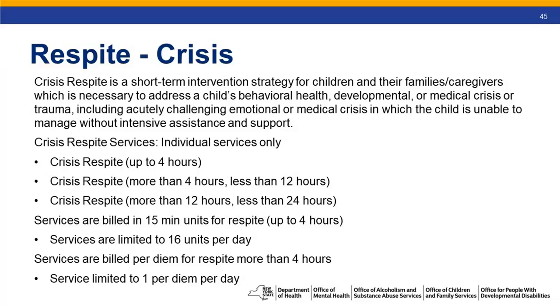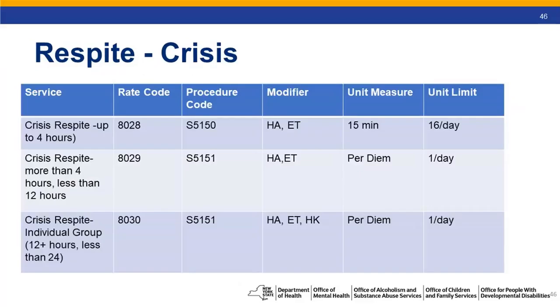Services are billed in 15-minute units for respite that is up to 4 hours, and there is a limit of 16 units per day. The services that are billed per diem are for respite more than 4 hours, so both of the other 2 categories would fall into here, and there is a limit of 1 per diem per day. So let's look at the rate codes and other codes here. Since there are 3 different services, you do have 3 different codes, both rate codes, procedure codes, and modifiers. As I mentioned about the unit measures, you have 15 minutes or per diem, depending on how many hours are provided. And you also have limits that vary between 16 units or 1 per day. Again, pay close attention to the hours and which service you're providing to the individual.